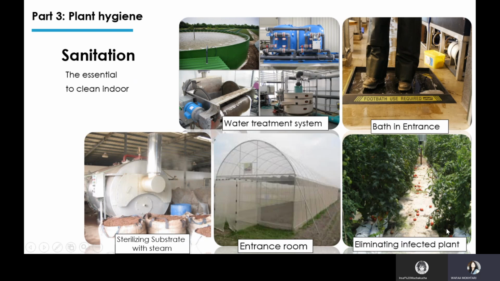Eliminating infected plants and debris. You see those things here on the floor of the greenhouse. You can even see maybe this one is a mulch system, but there are still some infected plants and infected fruits, and those should be removed. In this way you make the indoor clean, and this will help the sanitation.